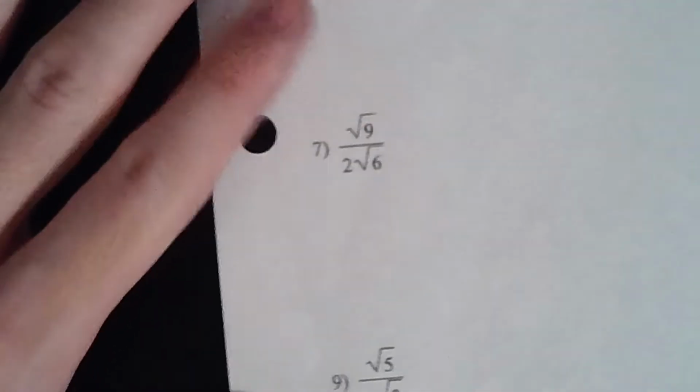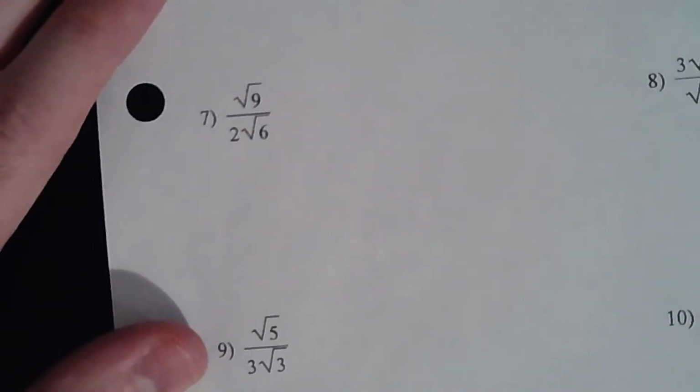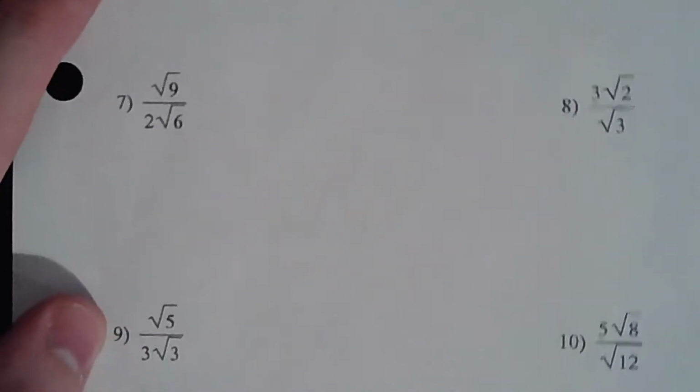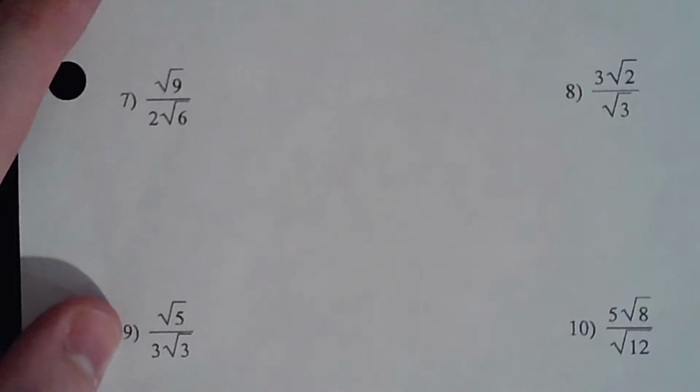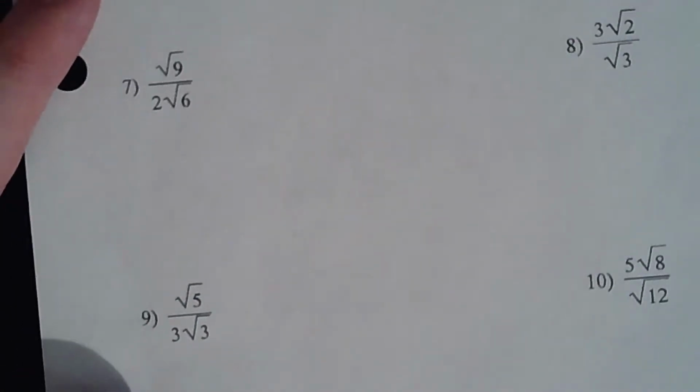Alrighty guys, welcome. Let's get going on this homework, number 7 to 16 for Algebra 1. This is called Rationalizing the Denominator. So, what do we got to do?